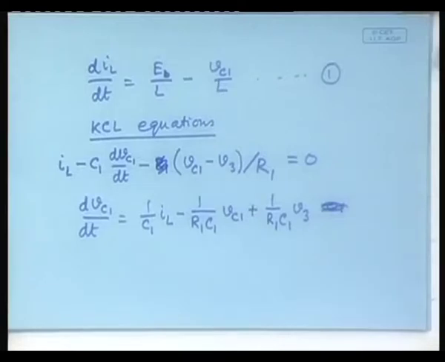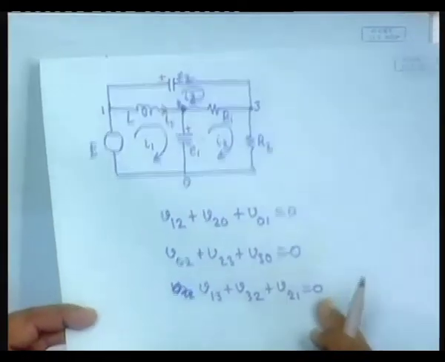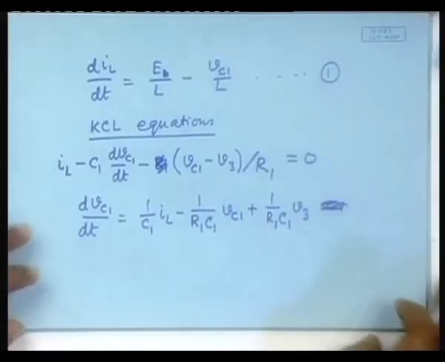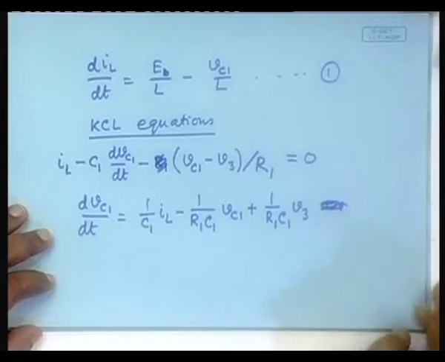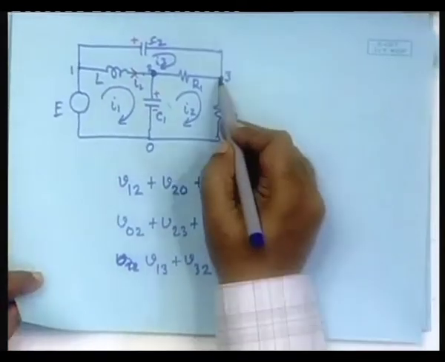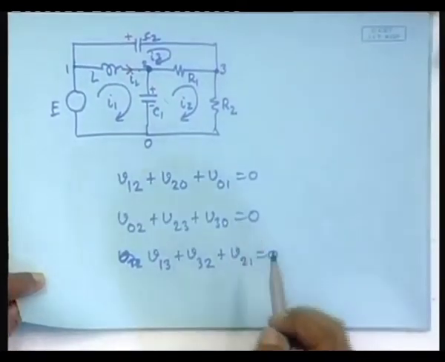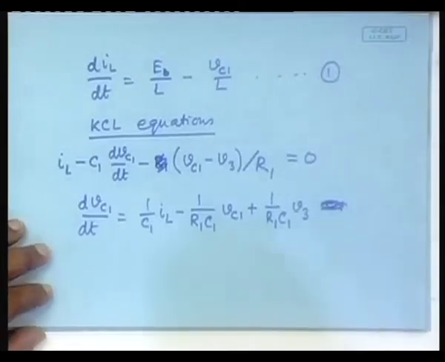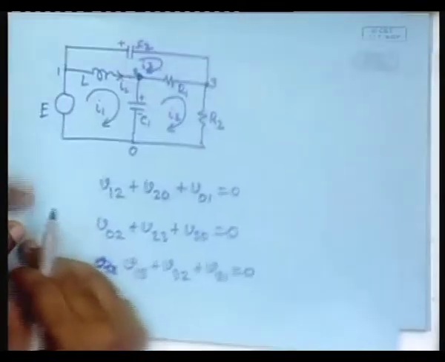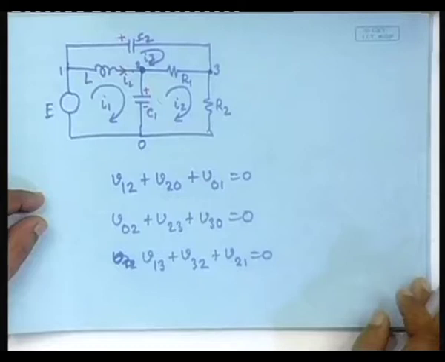Yeah, done. Now, can you substitute this point? Apply KCL in node 3. What do you have? Write the KCL equation in node 3.